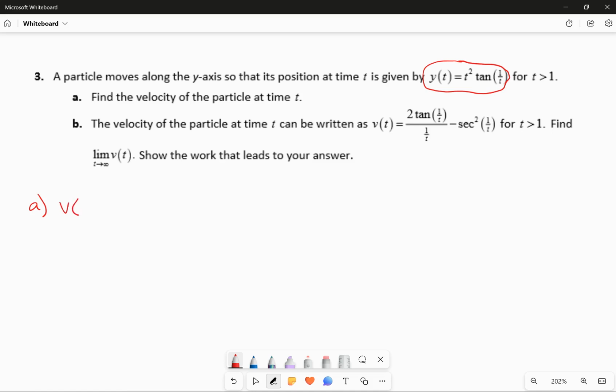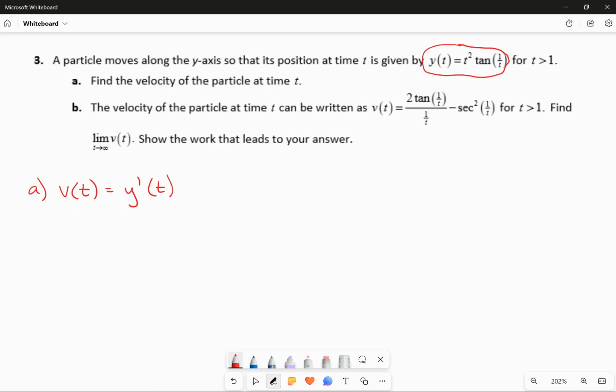I'm going to label velocity v of t, and I'm going to show that I am taking the derivative of our y function, so I'm going to call that y prime of t. All right, so this first one is not L'Hopital's rule. It's just a review of using our derivative rules. We have t squared times tangent of 1 over t. So this is overall a product, so I'm going to start approaching this using product rule.